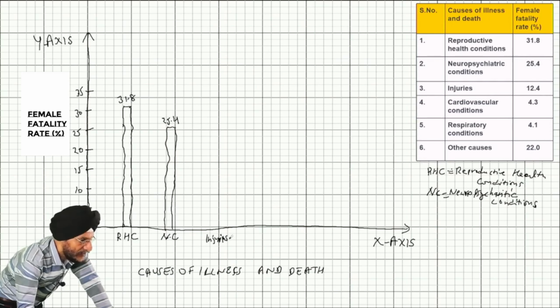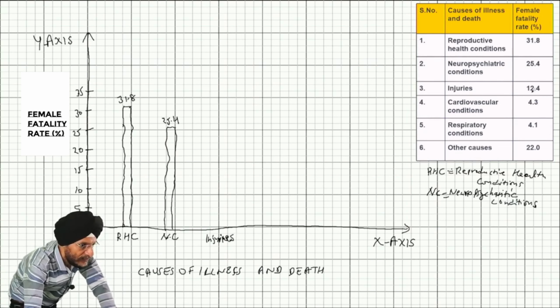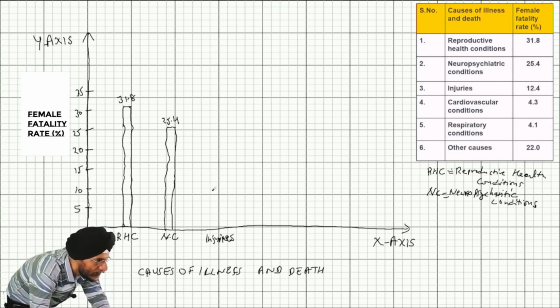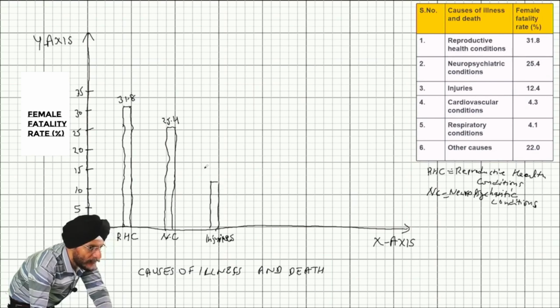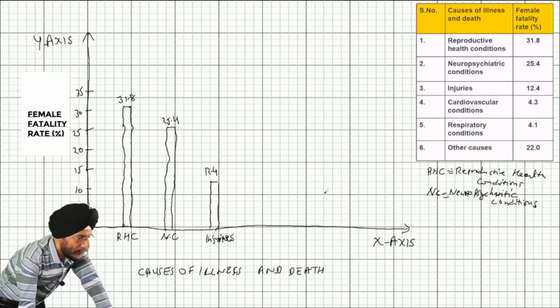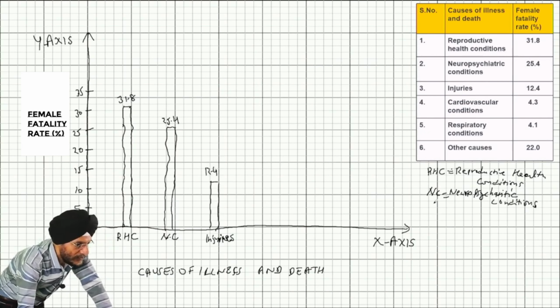As we have mentioned injuries properly, there is no need to write in short words. Injuries are 12.4. Here we can say that this is up to this point. You have to take approximation. 12.4. Next is cardiovascular conditions.